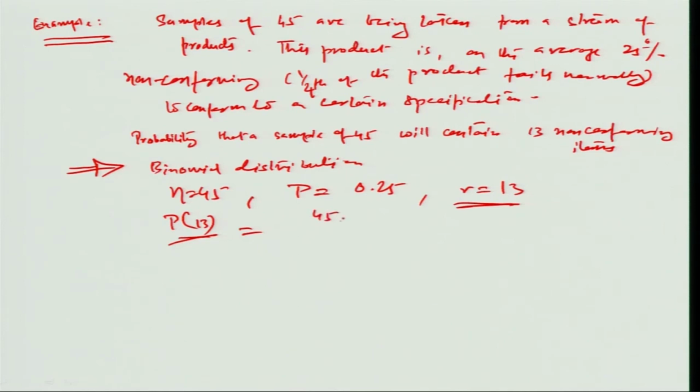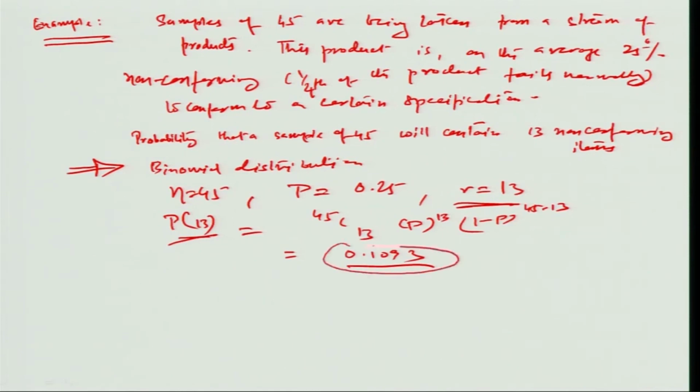by 45 C 13 p to the power of R. So, p to the power of 13 times (1 minus p) to the power of 45 minus 13, in the binomial manner, and this comes out to be 0.1093. If you were to use the normal distribution to calculate the same thing, the probability is about 11%, or 10.93% if you do it with the binomial distribution.